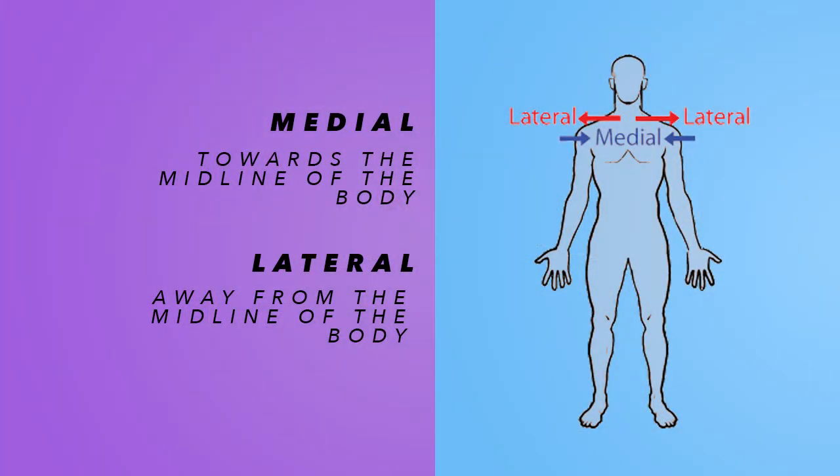So the one I want to start off with, and what I want to do is compare two words side by side and see how they differ and how they relate. So the first two I want to use are the terms medial and lateral. Now, medial refers to towards the midline of the body, and lateral refers to away from the midline of the body. And you can begin to tell how important anatomical position is with this example.